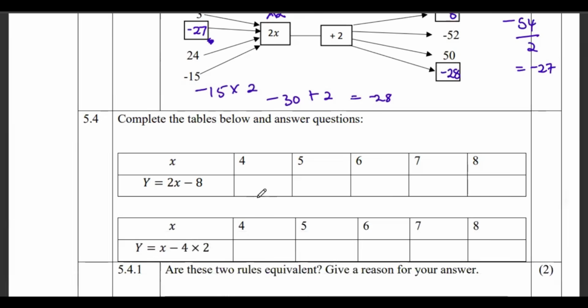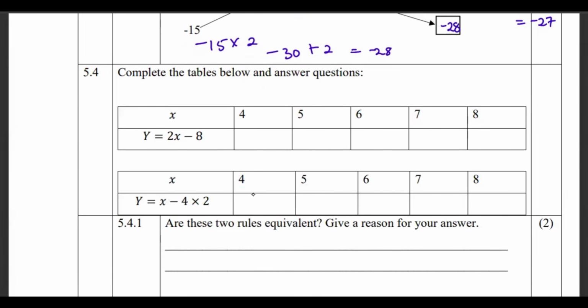Okay, 5.4. They want us to complete the tables using these rules. So we just substitute where there is x, we put these numbers. Okay, so for the first one, it's going to be 2 times 4 minus 8. So 2 times 4 is 8. 8 minus 8 is a 0. Then if it's a 5, it's going to be 2 times 5 minus 8. 2 times 5 is a 10, minus 8 is a 2.